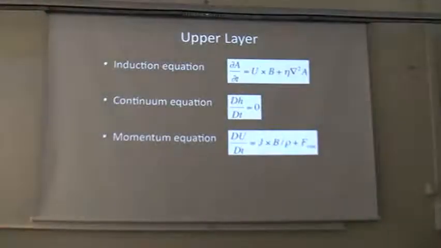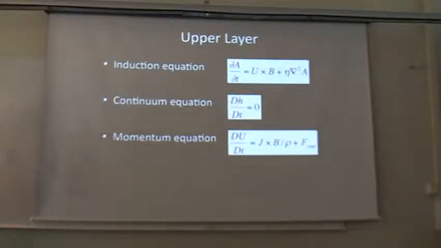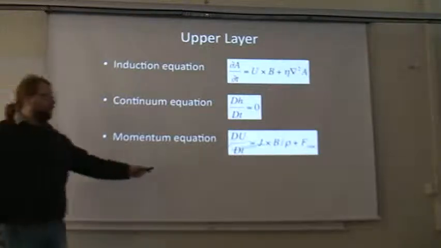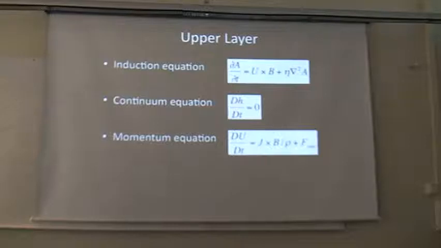In the upper layer, which represents the chromosphere and the corona, you have the same induction equation, but you don't solve the continuity equation, and in the momentum equation you don't have the forcing term. And in the code, the equations are blended with the error function.